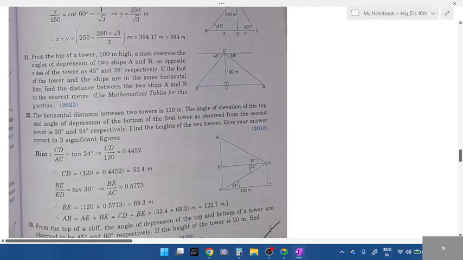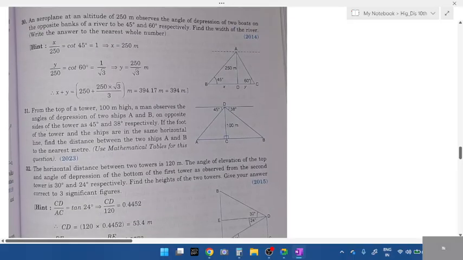Copy this 2023 question. All of you will copy this 2023 along with the diagram. See, 2023 board exam. Use the mathematical table for this question. The mathematical table is there in your textbook, last 3 pages. From the top of a tower 100 meters high, a man observes the angle of depression of two ships. Are they on the same side or opposite side, students? Opposite side. If the foot of the tower and the ships are on the horizontal line, find the distance between A and B.